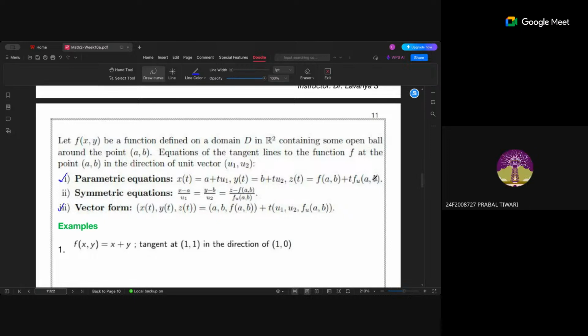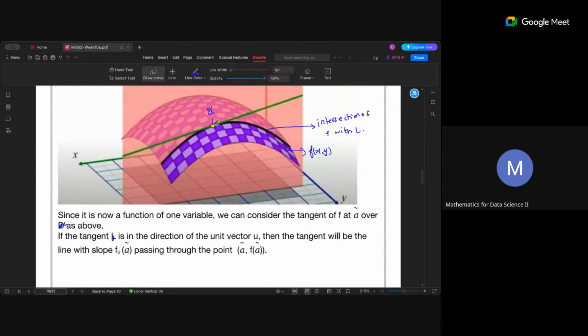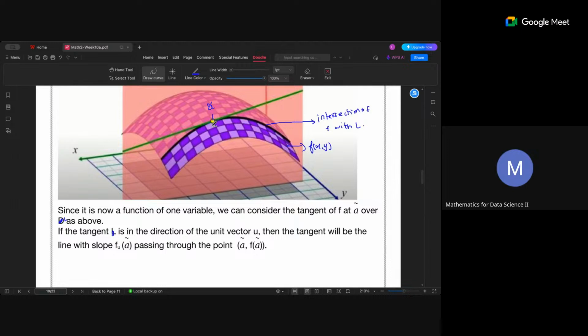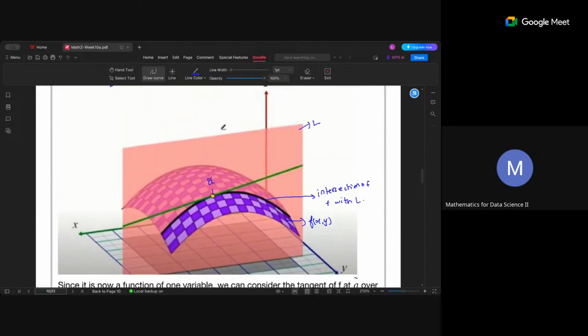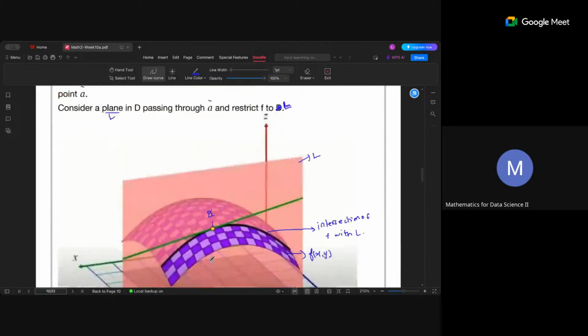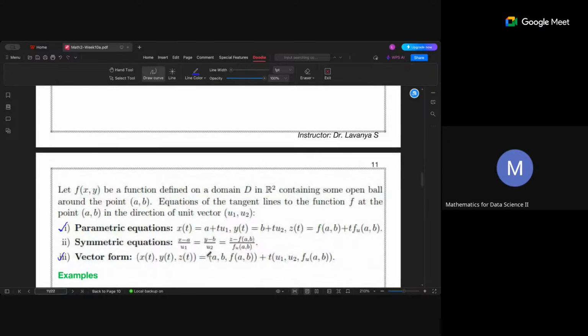Ma'am, so this a comma b is the point where the tangent is passing, right? Yes, it's passing through this point. You can say it is a comma b. Here you are considering it as a function of two variables, so it is a comma b. But when you are looking at a more general case, then instead of a comma b you will have a general point. The same definition we will see for x1, x2, xn also.